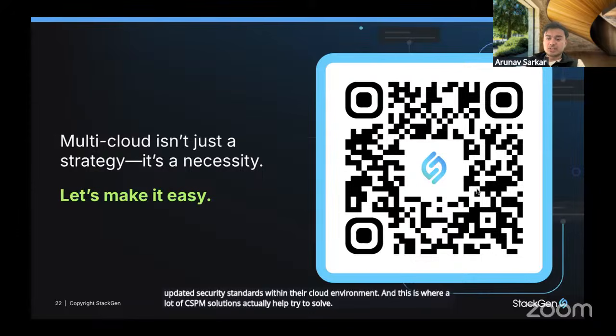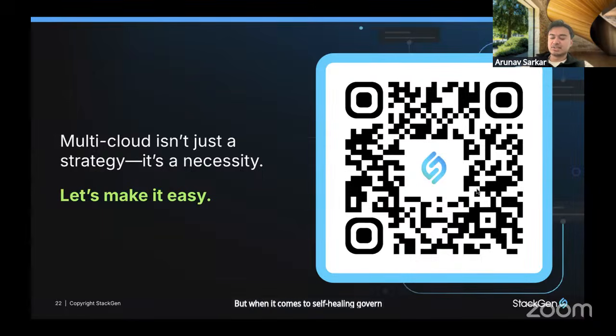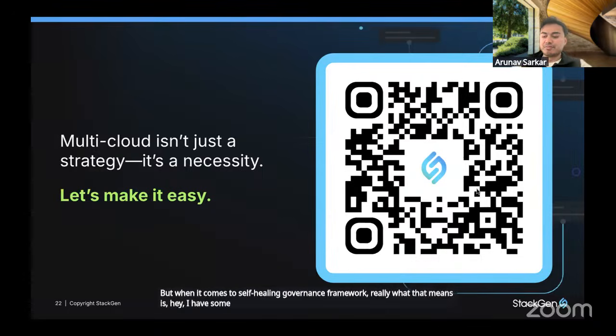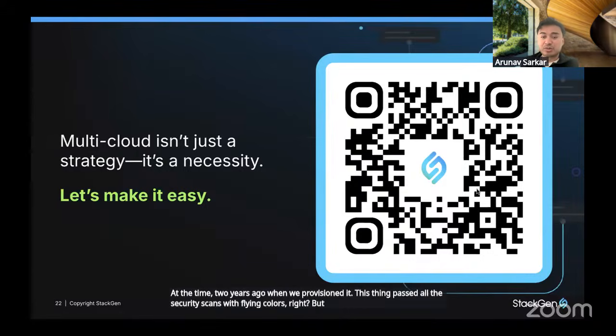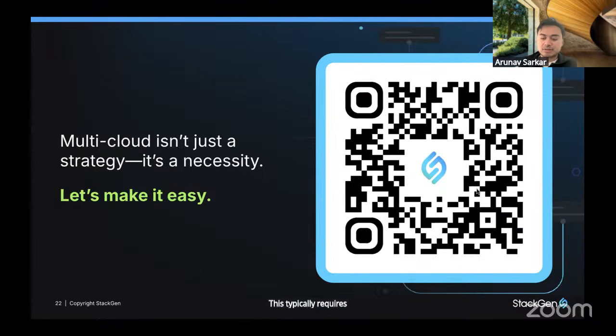But when it comes to a self-healing governance framework, really what that means is, hey, I have some infrastructure that a dev team provisioned 2 years ago, and they're still using it. At the time, when we provisioned it, this thing passed all the security scans with flying colors, right? But since then, we haven't redeployed this infra, so it has possibly not been rescanned, or maybe it has, and we know that there is an issue. We just have to fix it, right? This typically requires human intervention to solve, right?